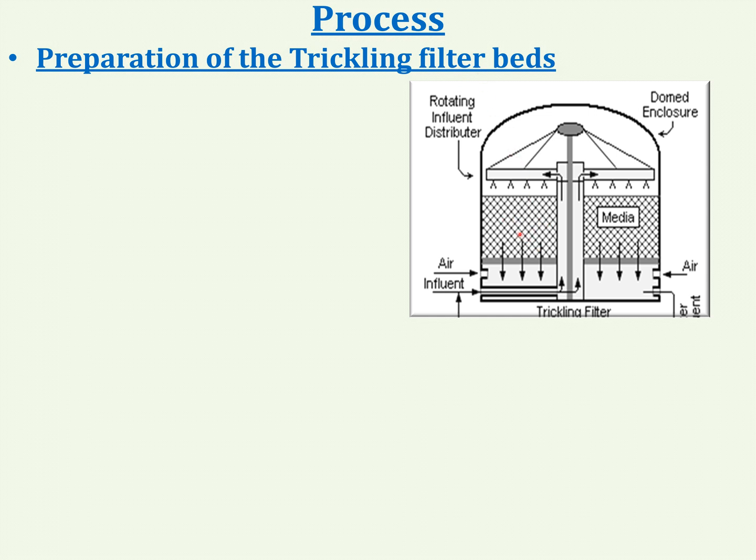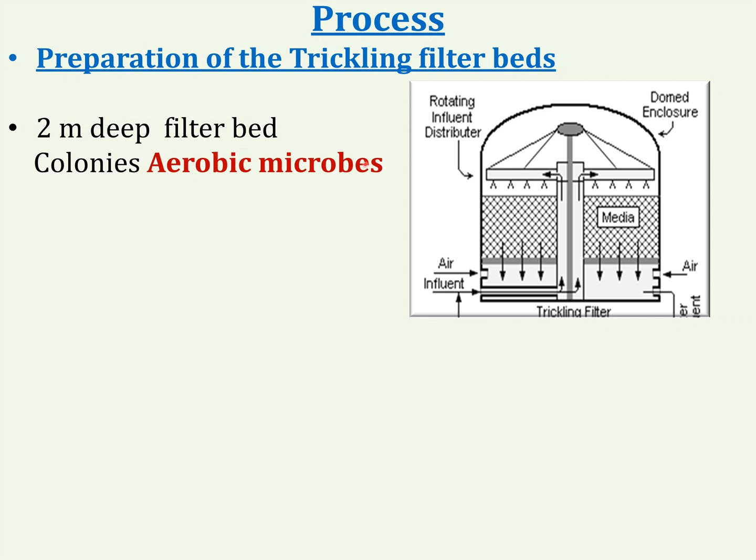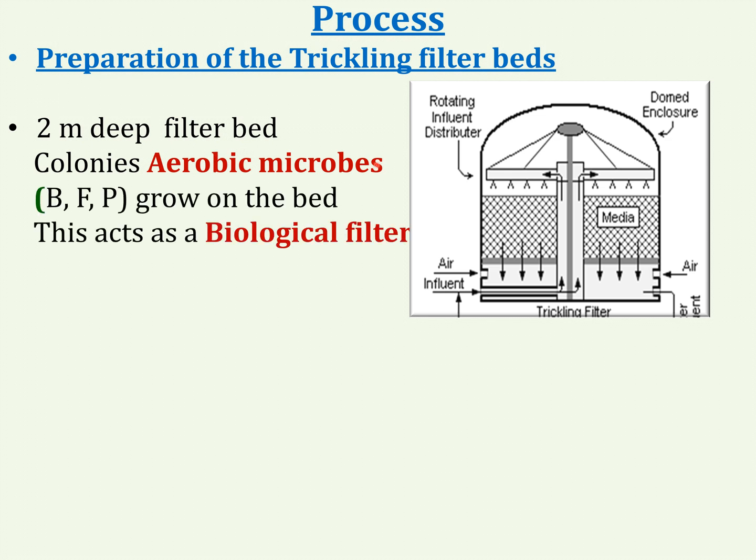Now you can see cross lines here, okay? And this is a 2-meter deep pit in which we are filling broken bricks, crushed rocks, chips, etc. Since they are in the crushed form, they will be having high surface area. We are going to feed the aerobic microbes onto them. So in the 2-meter deep filter bed, colonies of aerobic microbes like bacteria, fungi, protozoans are grown, and this will act as a biological filter. So the biological filter is now ready.